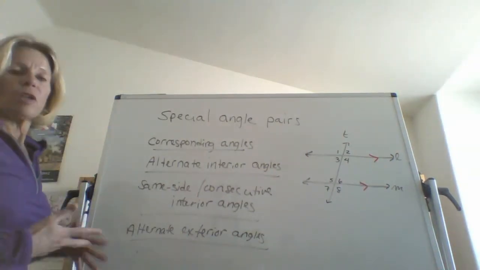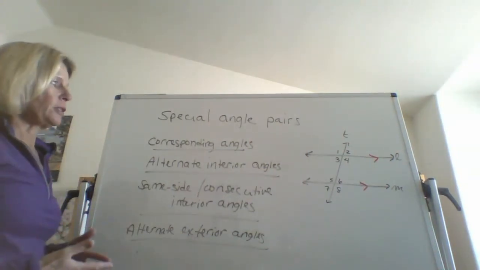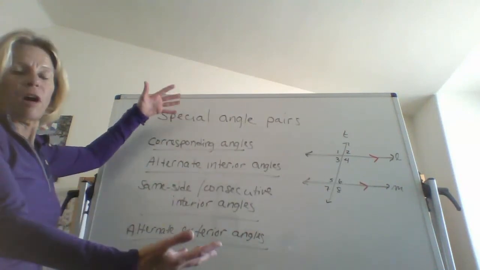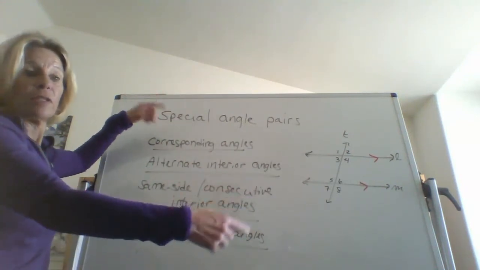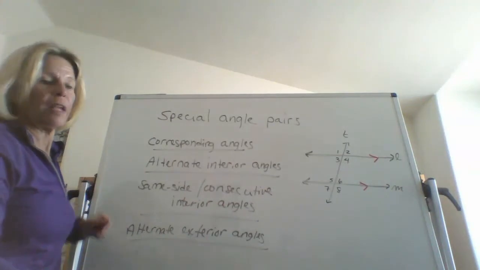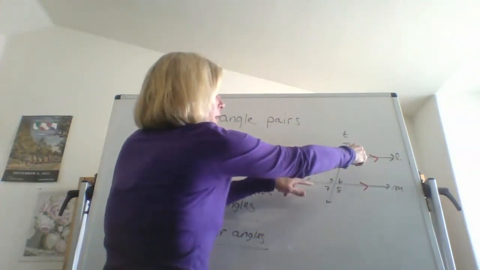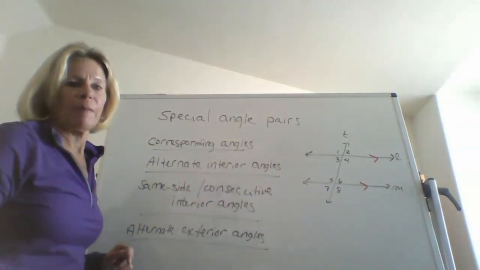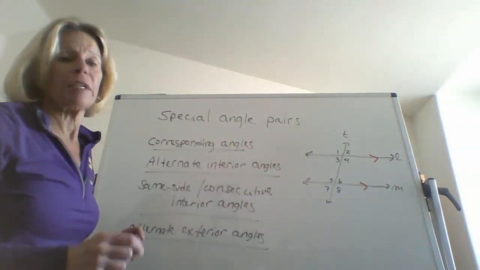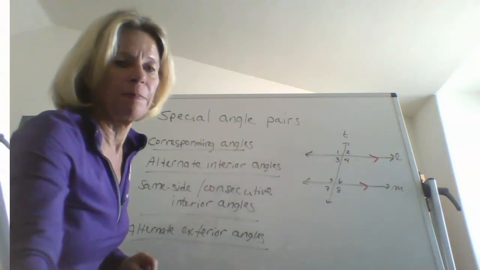And some books use alternate exterior angles. Again, alternate, opposite sides of the transversal, outside of the parallel lines. Angle 1 and angle 8, angle 2 and angle 7 are alternate exterior angles.